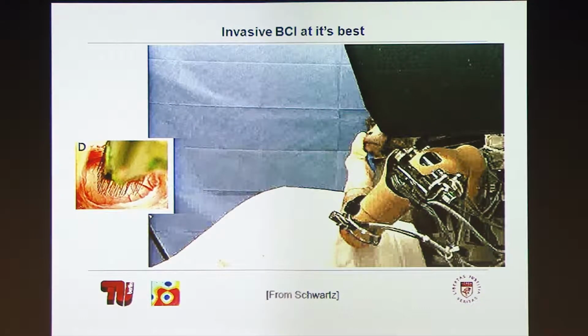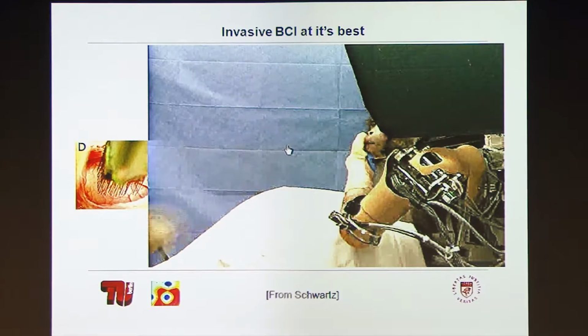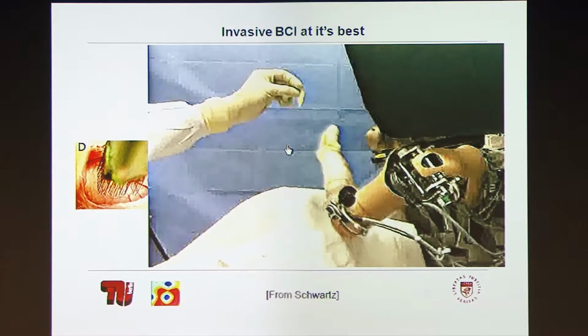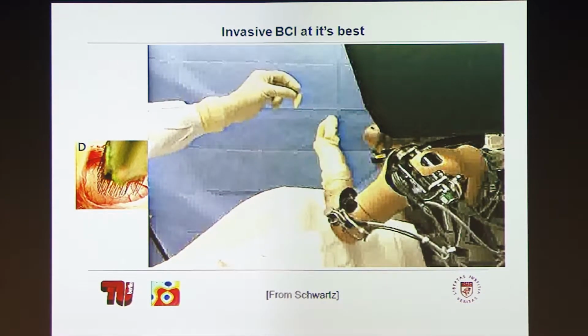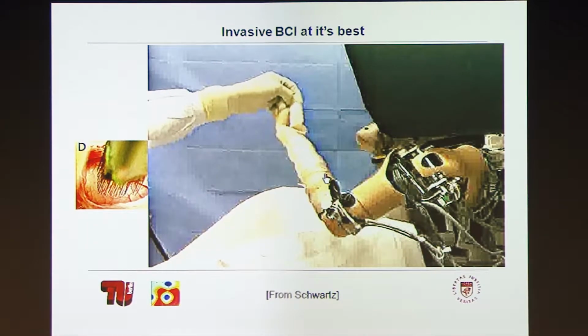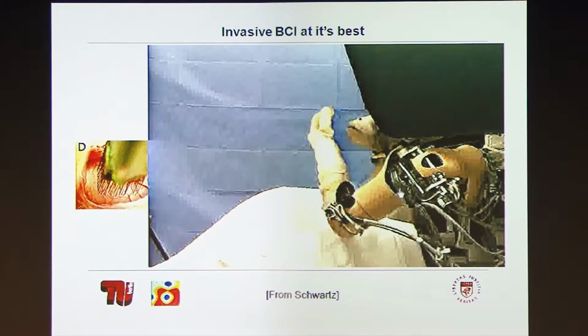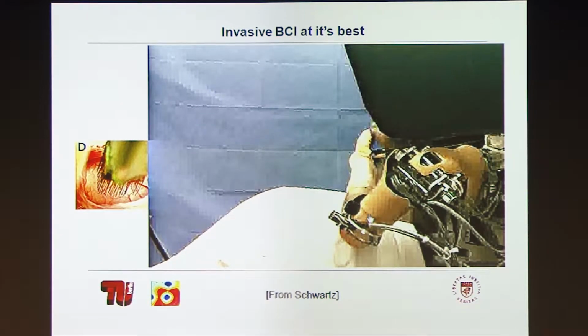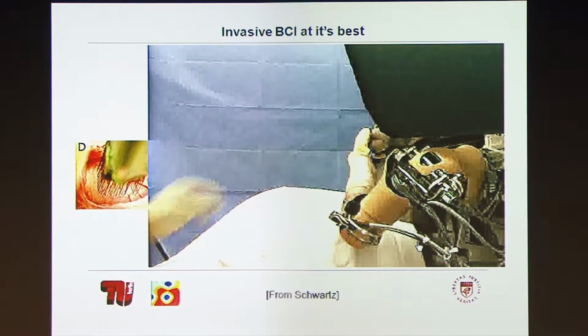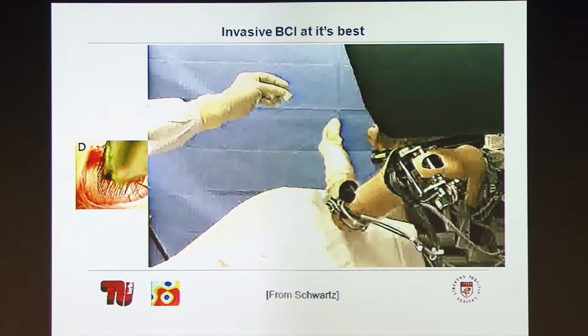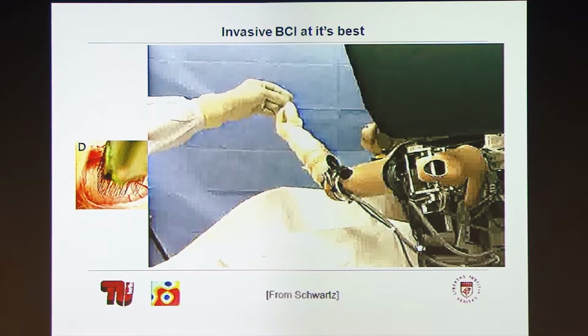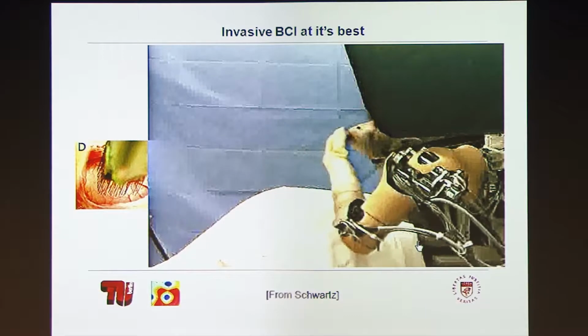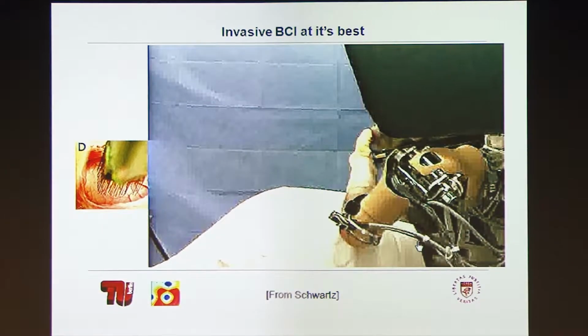This is a monkey experiment that Andy Schwartz did. And you can see basically a robot arm here. And what you cannot see very well is that there's no monkey arm in this, right? For everybody who knows robotics, in this kind of robot arm, there's no space for an additional arm, okay? So what the monkey does, he's just controlling this device, this robot arm, by the power of his thoughts alone.